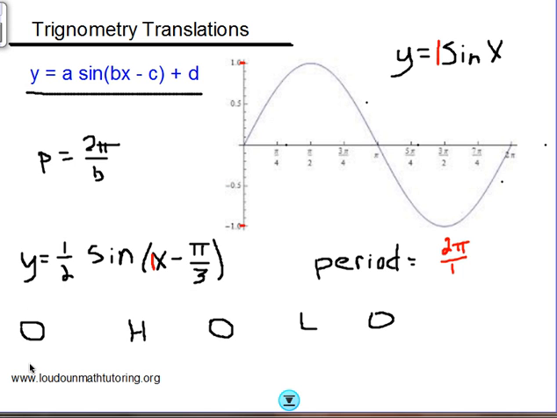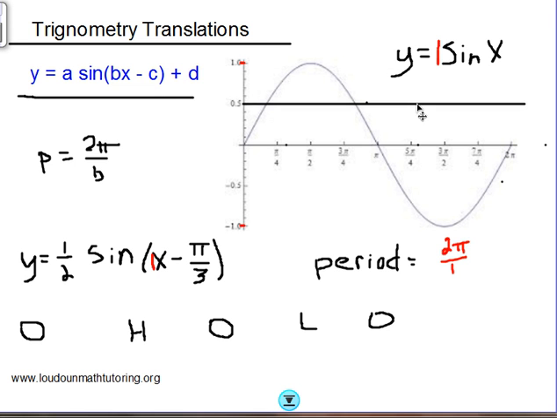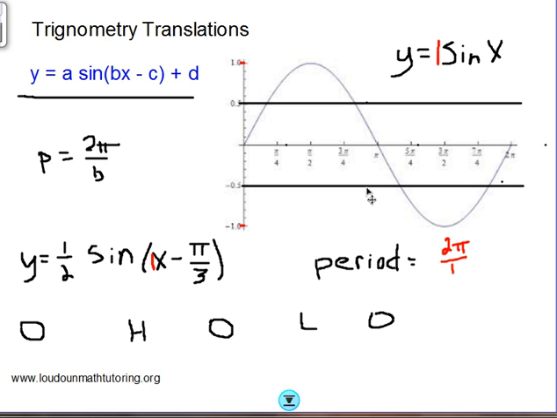Alright, so let's do our 0, high, 0, low, 0. Let's find out where all these crucial points are going to be. Now, remember, we have a minus pi over 3, and we have an amplitude of 1/2. So let's take care of the amplitude first. Our function is not going to go higher than positive 1/2, and our function is not going to go lower than -1/2. So we're going to be within this range here.